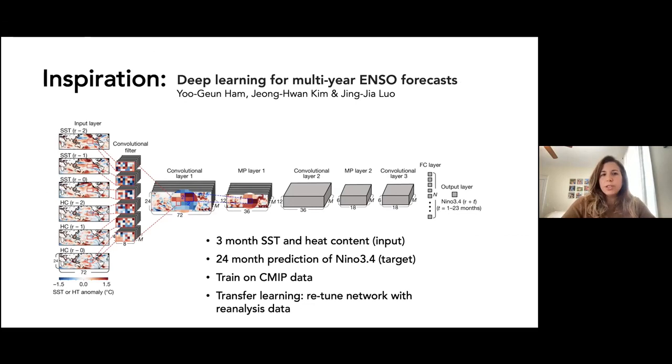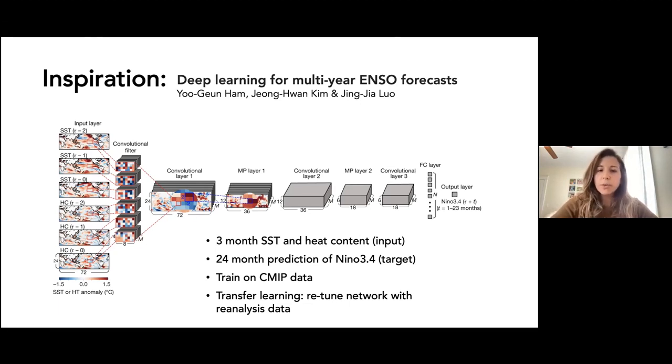Drawing inspiration from other studies, there's this wonderful paper, Deep Learning for Multi-Year ENSO Forecasts, related to what Elizabeth was saying earlier, by Ham, Kim, and Liu. Just a little overview of what they did, because I'm drawing from that for the future. They used a convolutional neural net to connect global sea surface temperature and heat content to a 24-month Niño 3.4 forecast. So their input are surface maps, and their output is an array, which is related to a physical metric that they're looking to predict.